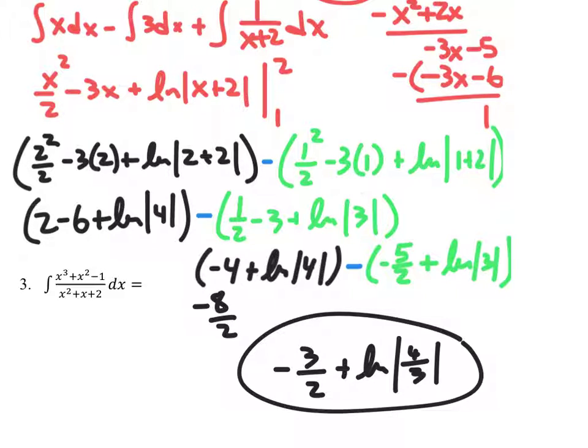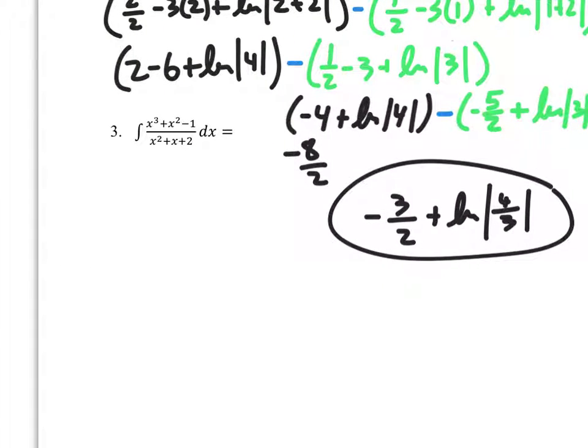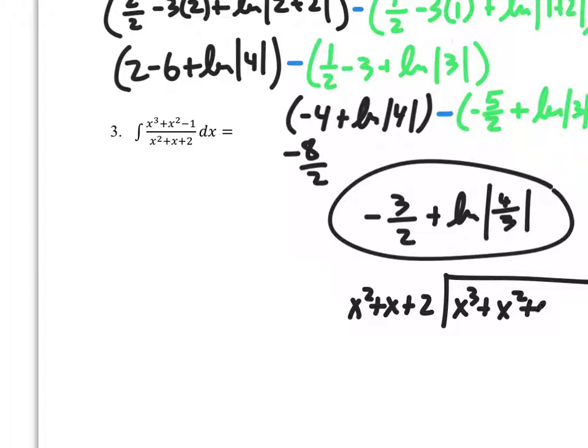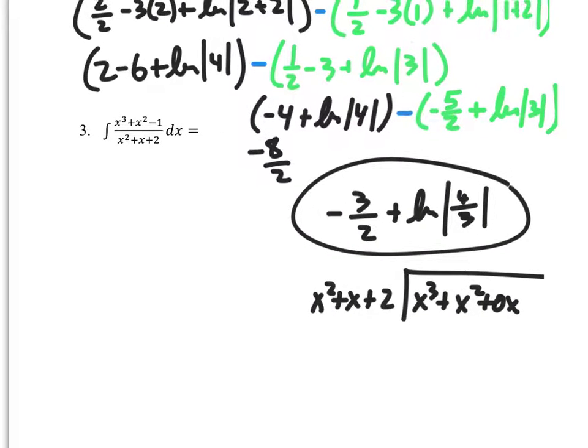Okay, let's do one more here, and let's see how it goes. So x squared plus x plus 2 divided into x cubed. What should I do here? Plus x squared plus 0x minus 1. I put that 0x in there as a placeholder. So x squared goes into x cubed x times. Multiply it through.